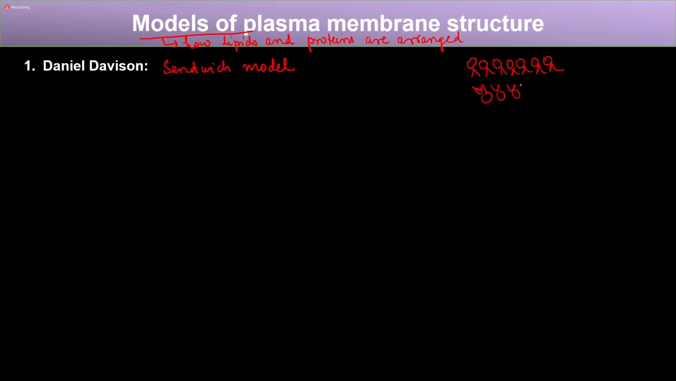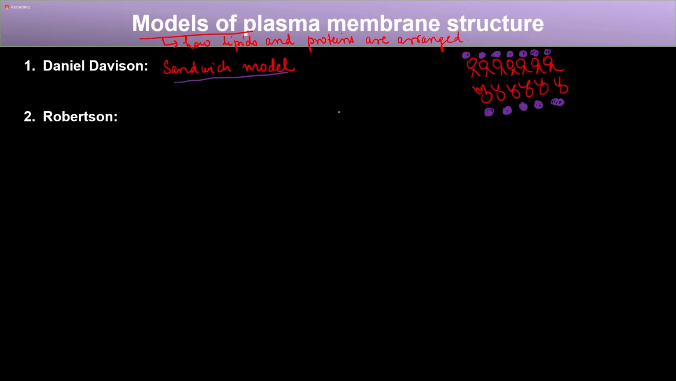This lipid bilayer is surrounded by protein molecules, which are globular proteins. So you can see that it is making a kind of sandwich, right? The proteins are outside and inside is a lipid bilayer. So this model was called the sandwich model.